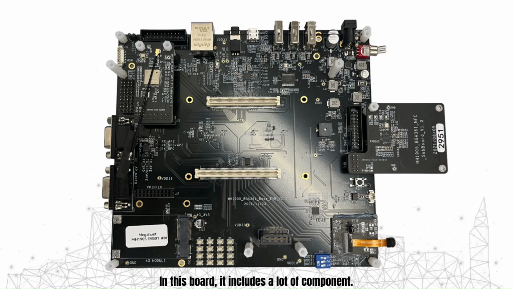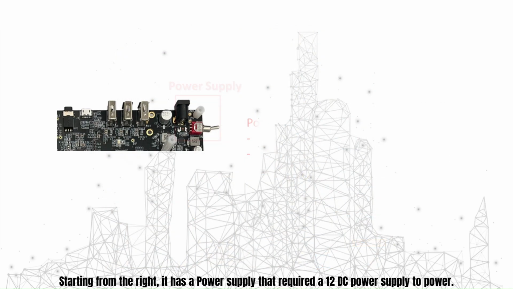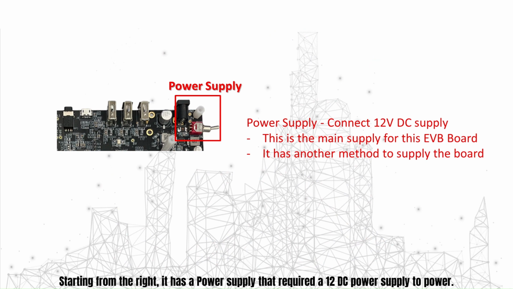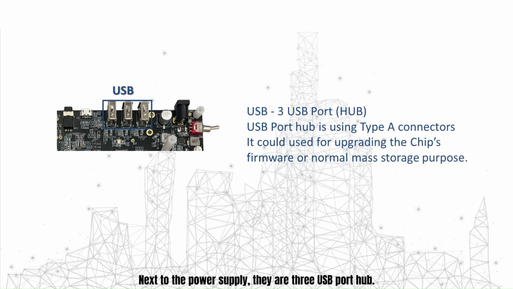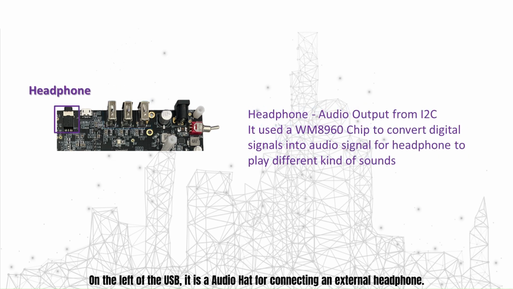Front board. In this board, it includes a lot of components. Starting from the right, it has a power supply that requires a 12 V DC power supply to power. It also contains an alternative method that will be introduced within this video. Next to the power supply, there is a three-port USB hub. It is one of the communication portals to upgrade the chip's firmware or work as a normal USB to store information. On the left of the USB, there is an audio jack for connecting an external headphone.